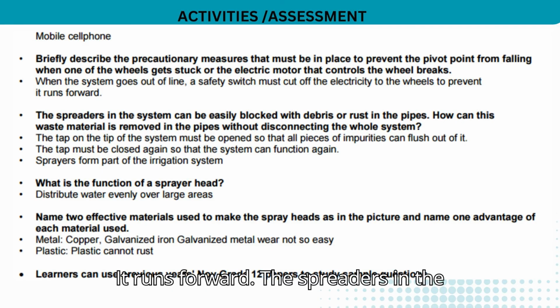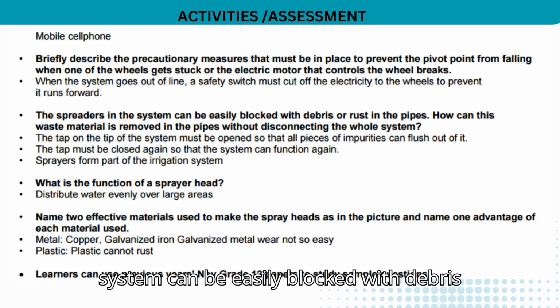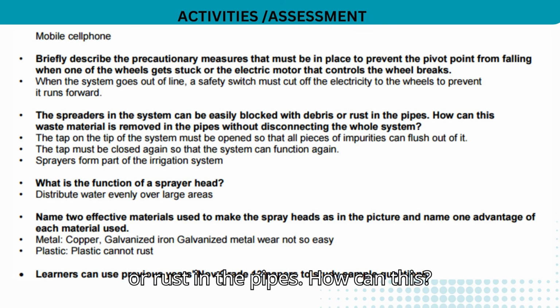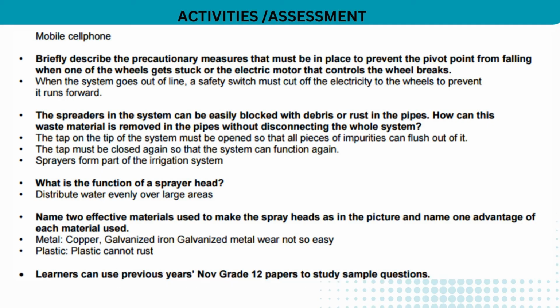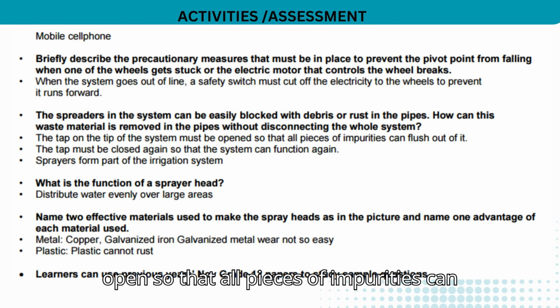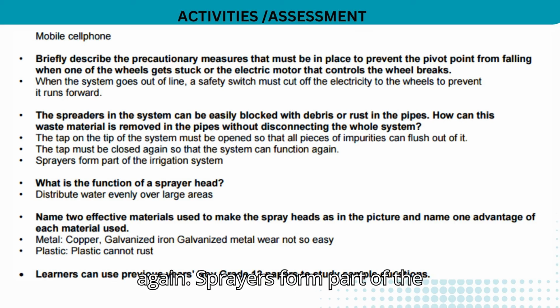it runs forward. The sprayers in the system can be easily blocked with debris or rust in the pipes. How can this be fixed? Waste material is removed in the pipes without disconnecting the whole system. The tap on the tip of the system must be open so that all pieces of impurities can flush out of it. The tap must be closed again so that the system can function again.